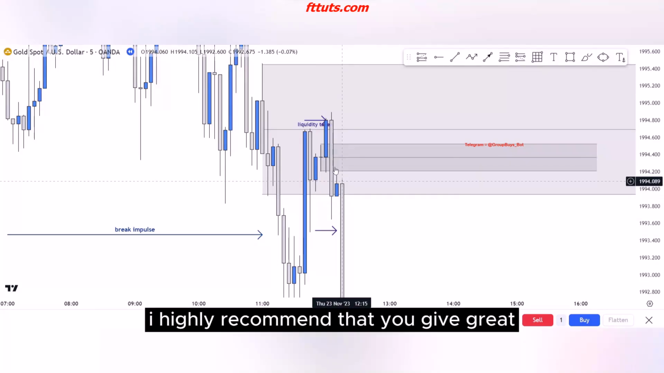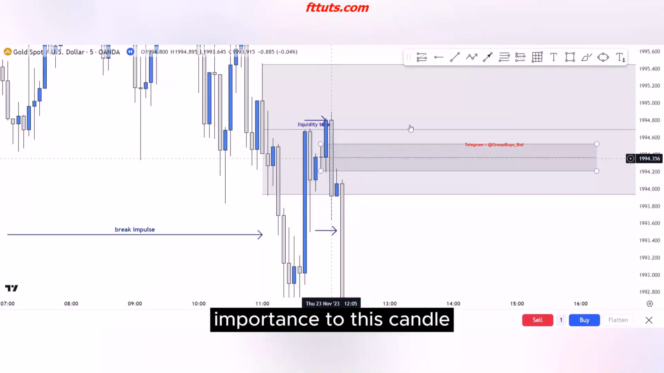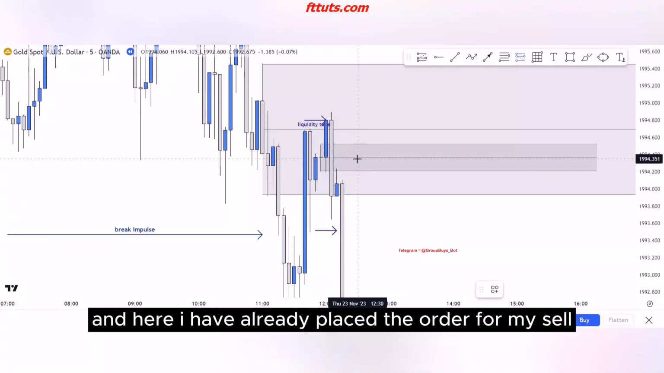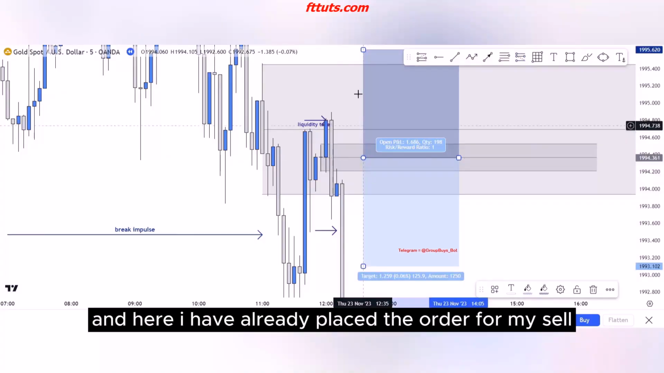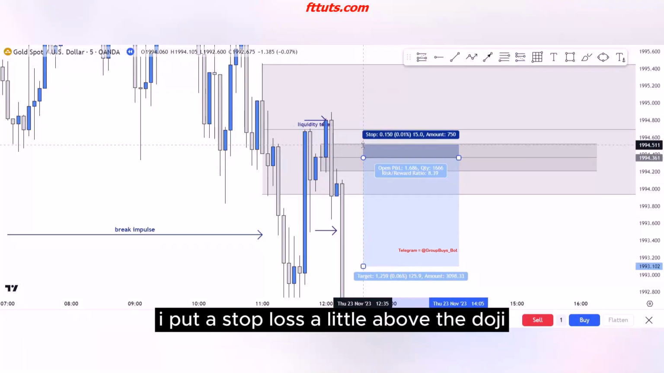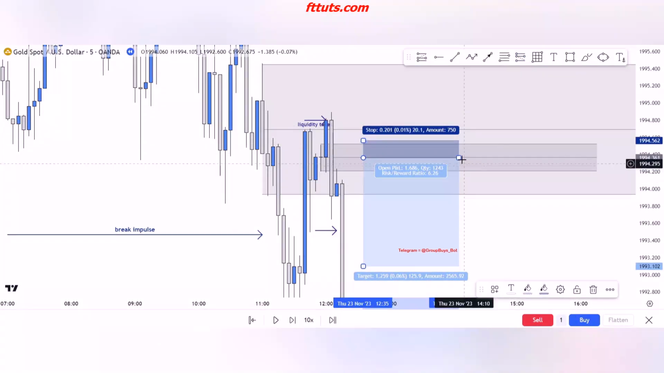This is our POI, and we will mark it only in this case. I highly recommend that you give great importance to this candle, and here I have already placed the order for my sell. I put a stop loss a little above the doji.